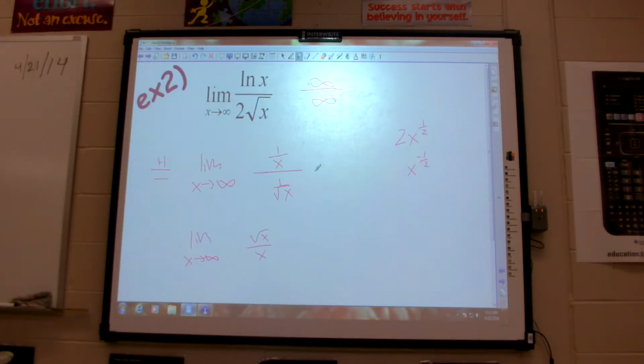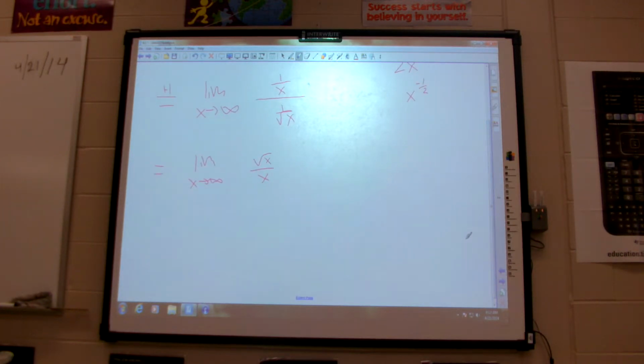So wait, we did L'Hopital's rule, and notice I put an equals here. It does not have an H. You only put an H when you actually use the rule. Here I just cleaned up. Guess what? I can do it again. L'Hopital's rule, I can keep going as long as it's still an indeterminate form, and I'm going to write over here, it's still infinity over infinity, correct? I can do L'Hopital's rule.